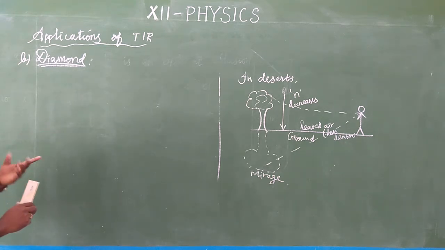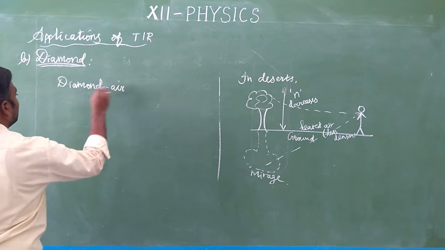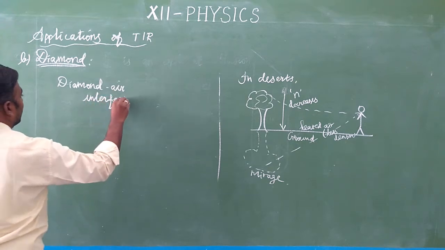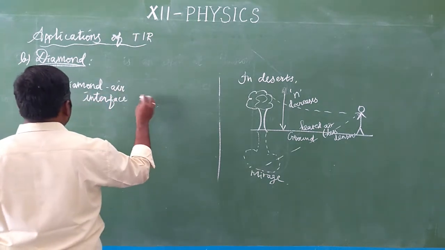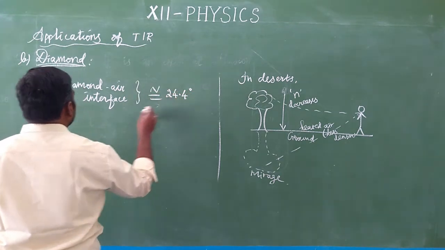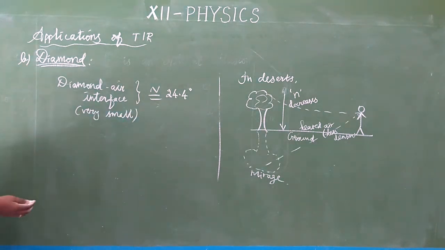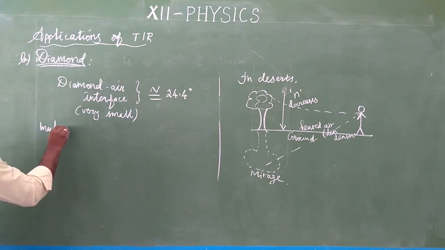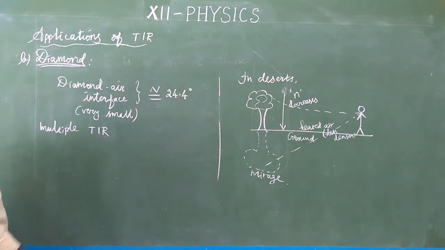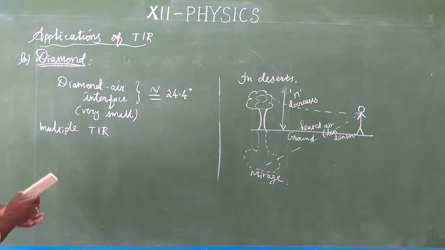So the sparkling of diamond is due to the fine sharpening. Mainly total internal reflection takes place, because at the diamond-air interface the critical angle is very small, approximately equal to 24.4 degrees. Moreover, the diamond is sharpened well, so multiple total internal reflections take place in the diamond, so that it sparkles and shines a lot. So diamond sparkles compared to other gemstones due to total internal reflections.